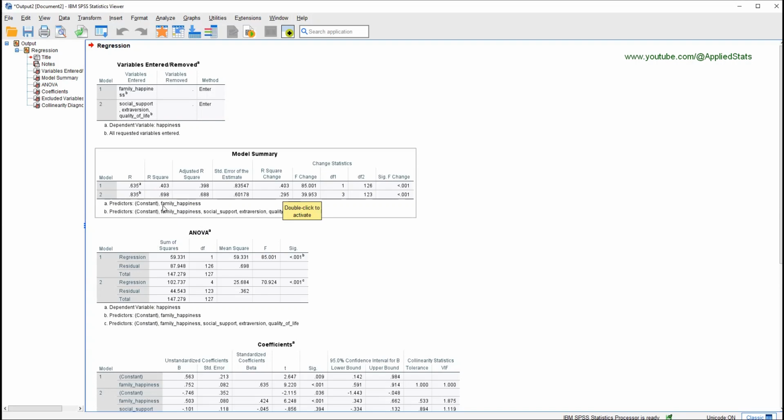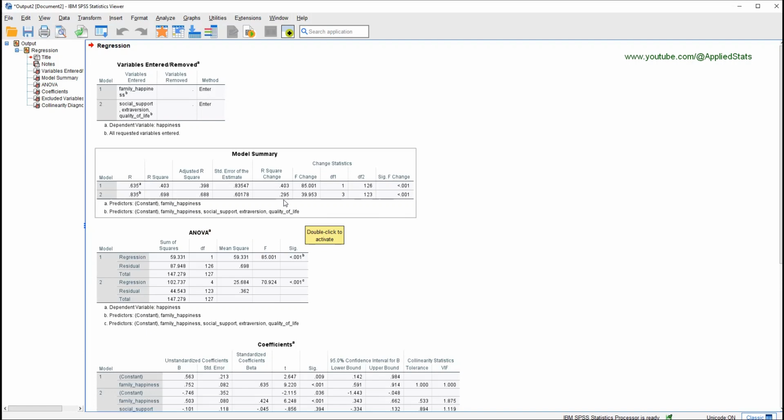In your first regression, where you have only family happiness, the R-square is 40%. So 40% of the variance in happiness is explained by your first block. In this case, it's only family happiness. It's a large amount of variance explained by a single variable. And the second model, including 4 predictors, explains about 70% of the variance.